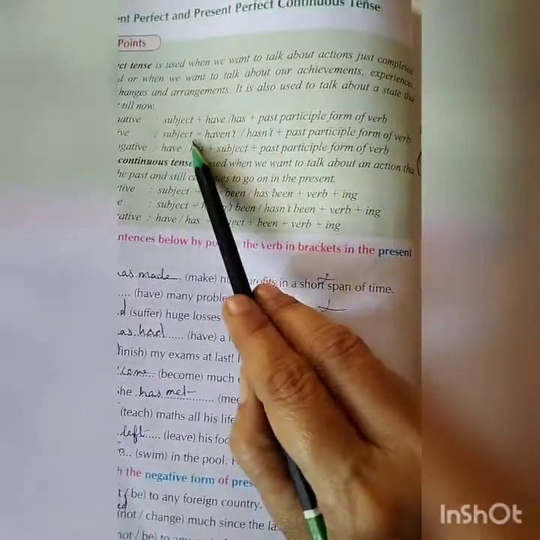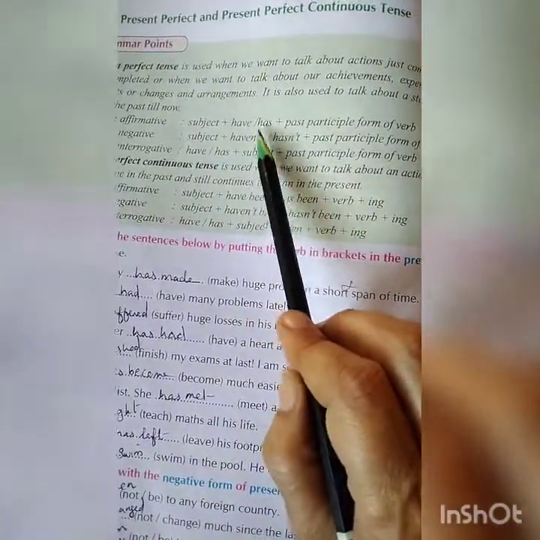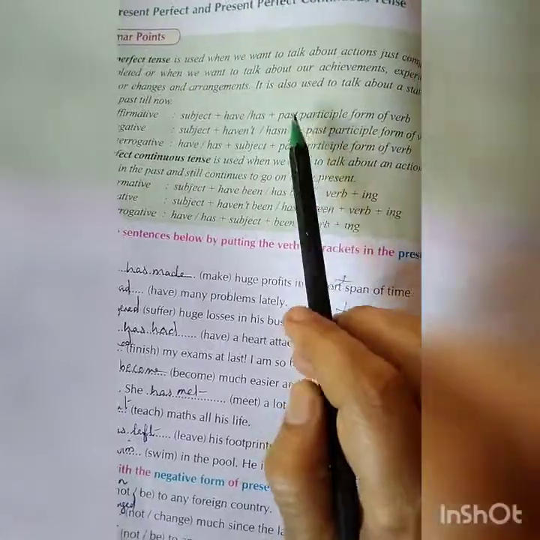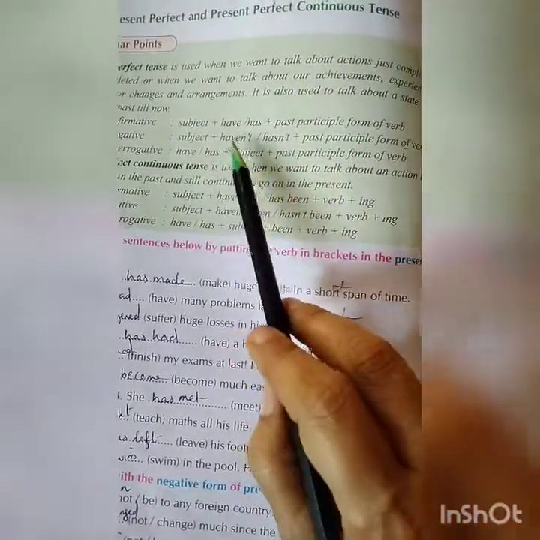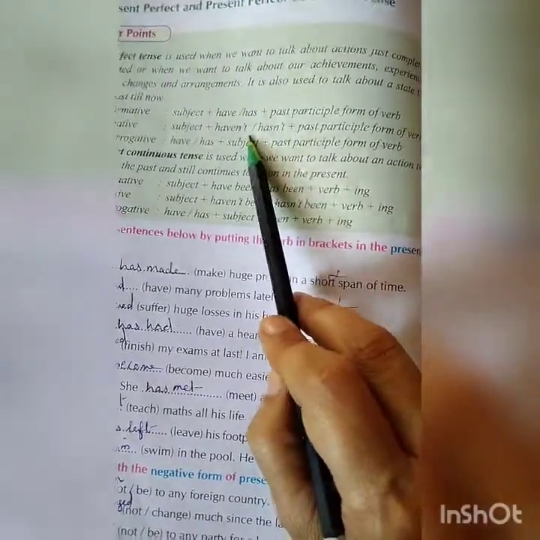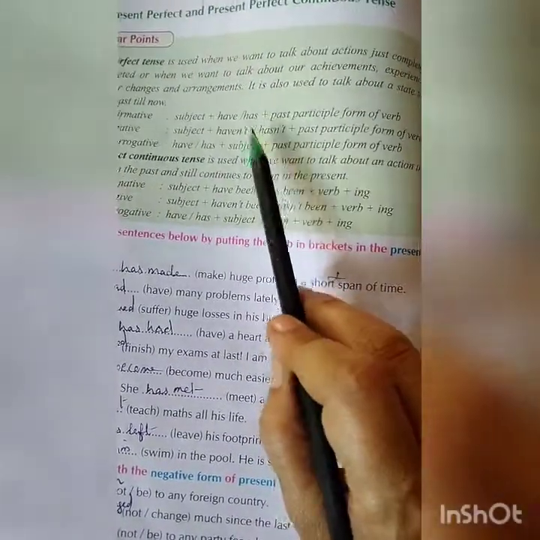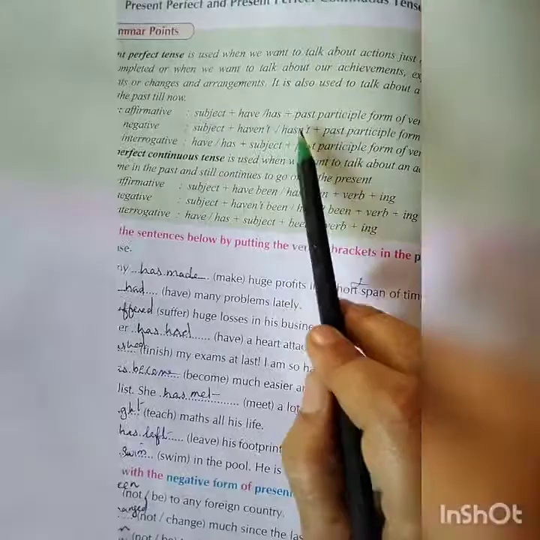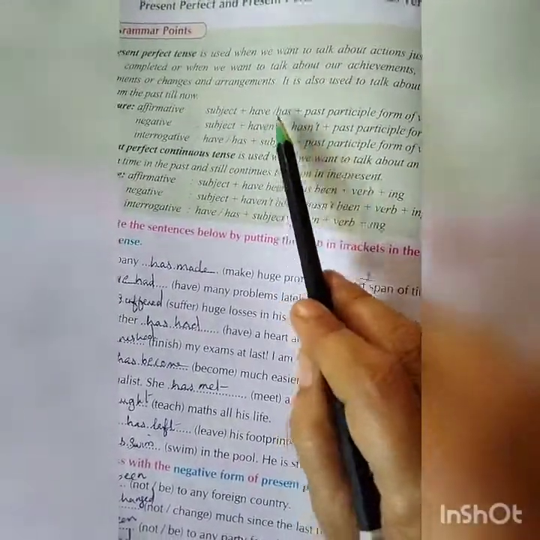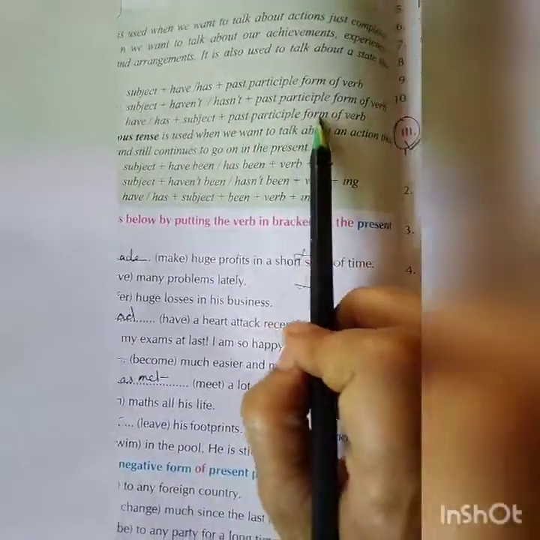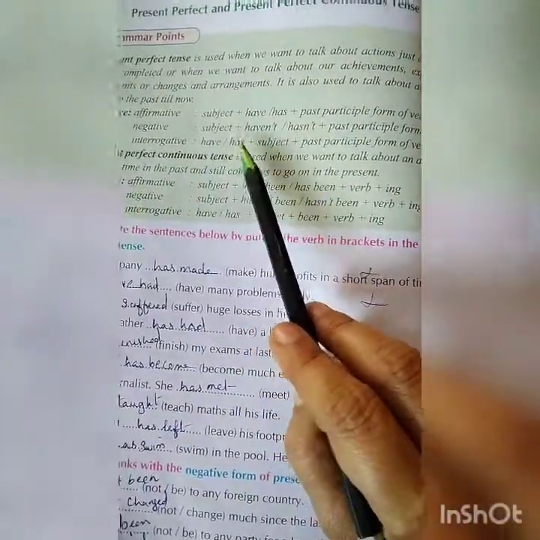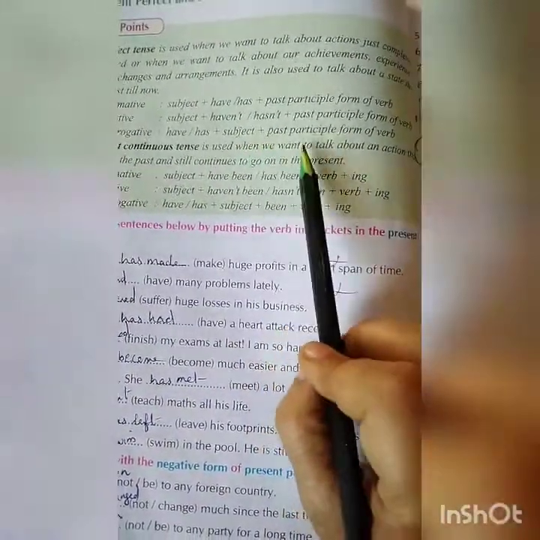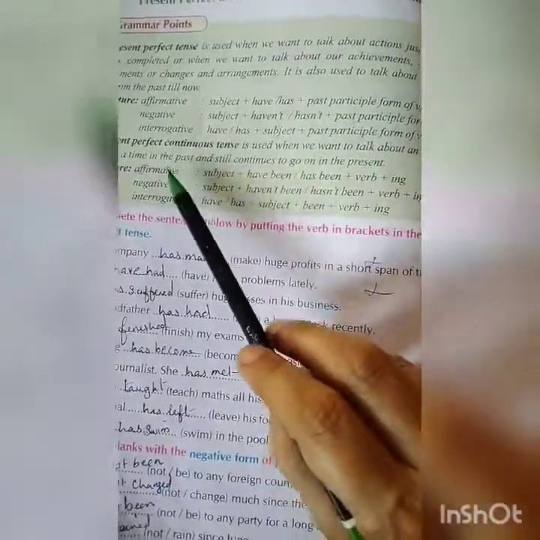You can see over here the structure of these sentences: present perfect tense, affirmative, negative and interrogative, all the three. Let's see. Subject plus have or has plus past participle form of verb. Negative: subject plus haven't or hasn't, the negative forms of have not and has not, plus past participle form of the verb. Interrogative sentence: have or has plus subject plus past participle form of verb.